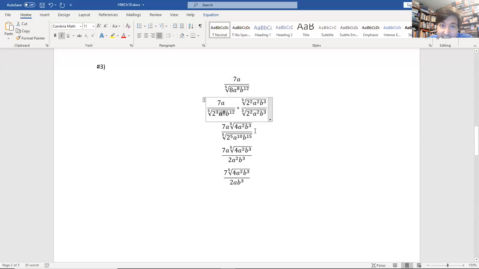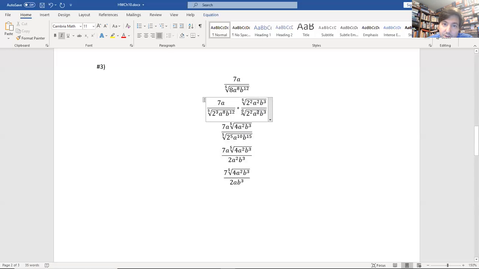If I have a to the 8th, to get up to the next number divisible by 5, that'll be 10, which means I need 2 additional a's. So I'm going to need a squared. So a to the 8 with a squared is a to the 10. Lastly, I've got b to the 12th. To get up to the next number that I can divide by 5, that's going to be 15. That means I need 3 more to get up to b to the 15.